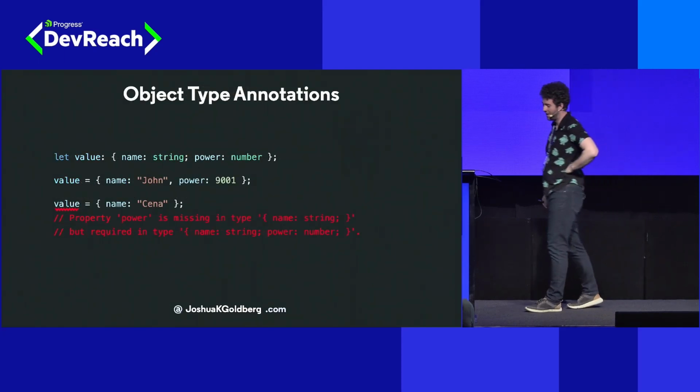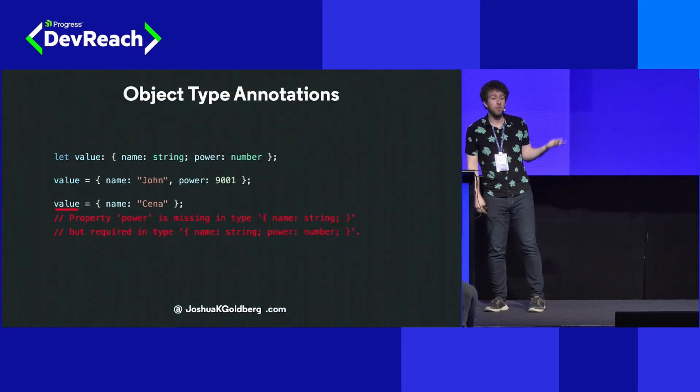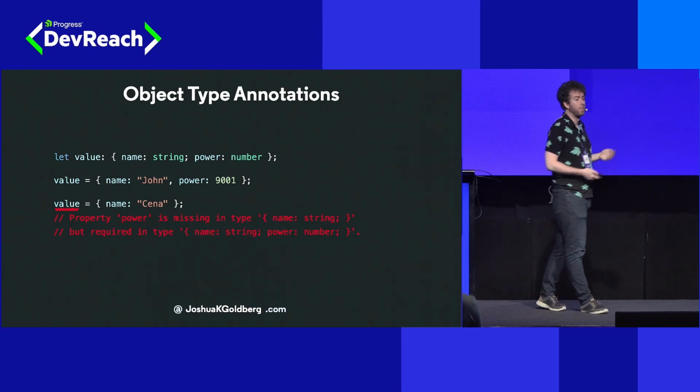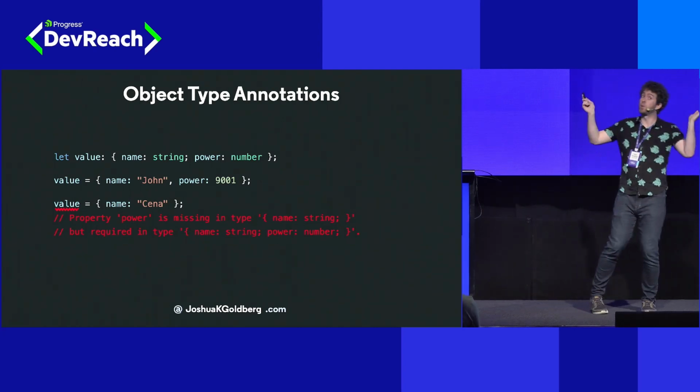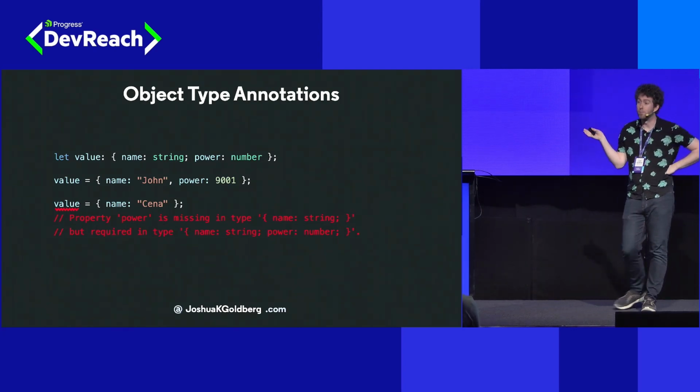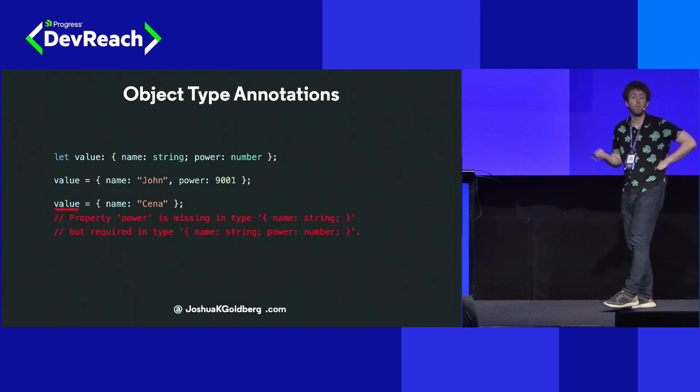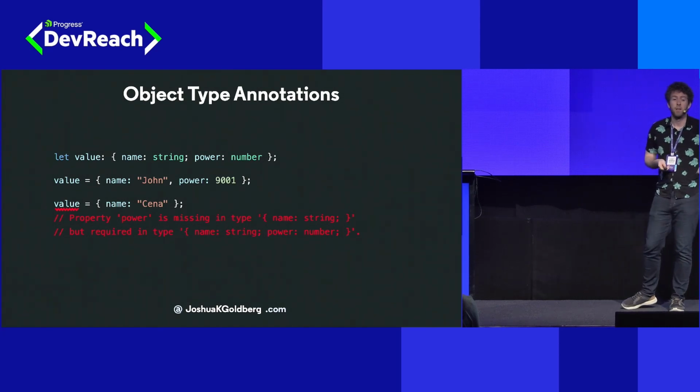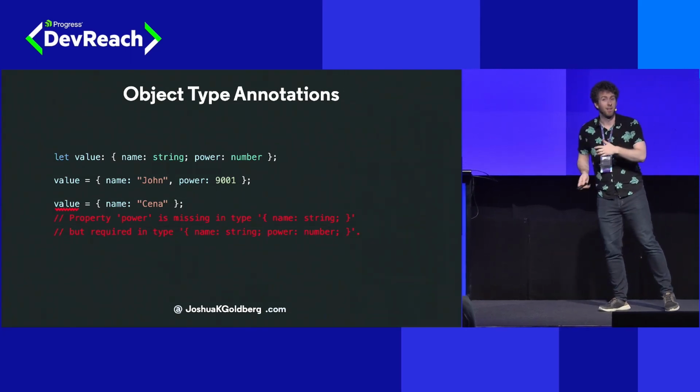Cool. Similar to primitives and literals, you can use object type annotations in your code. You can say that my value will eventually be an object with name, string, power, number. And TypeScript will let you know if you assign an object that's missing something. The structure of what you're giving to it is not assignable. It's missing something.